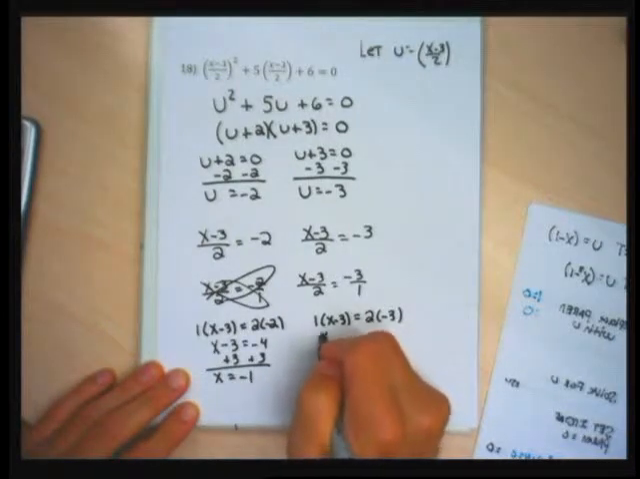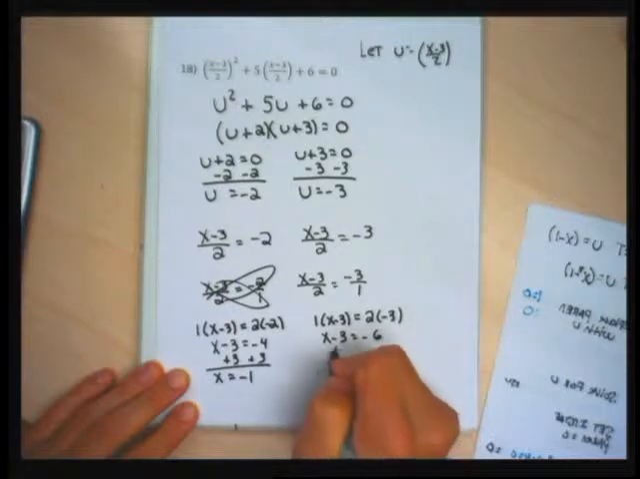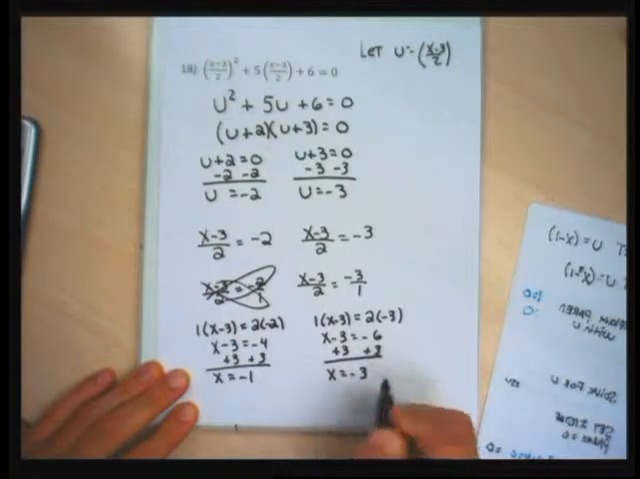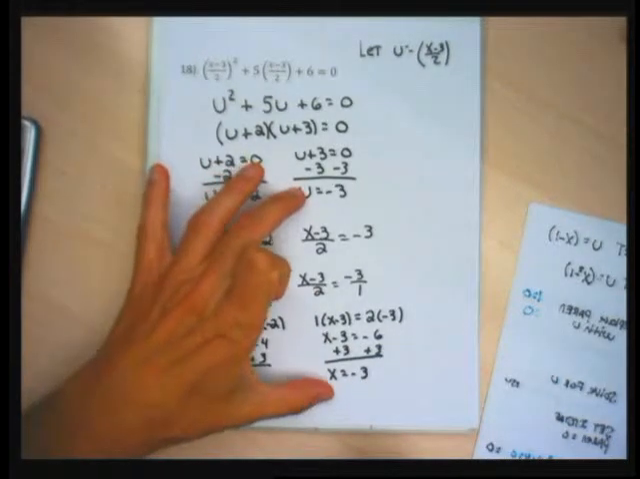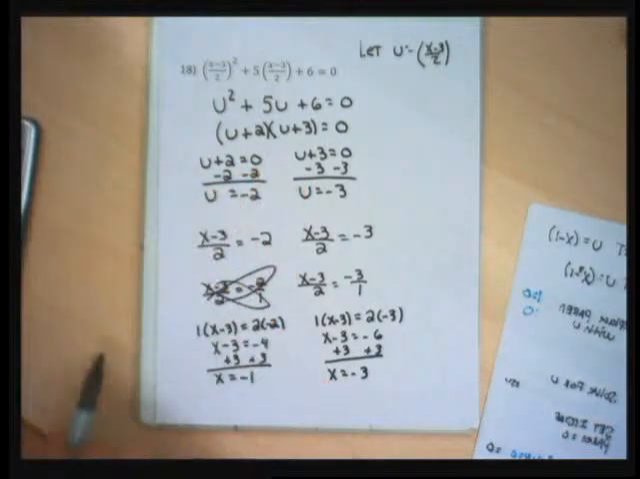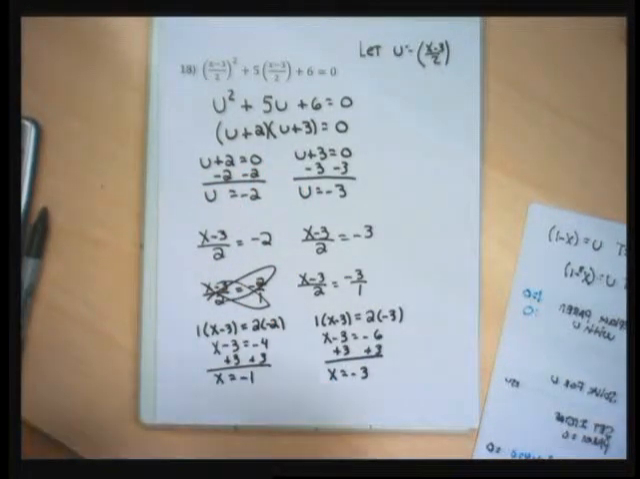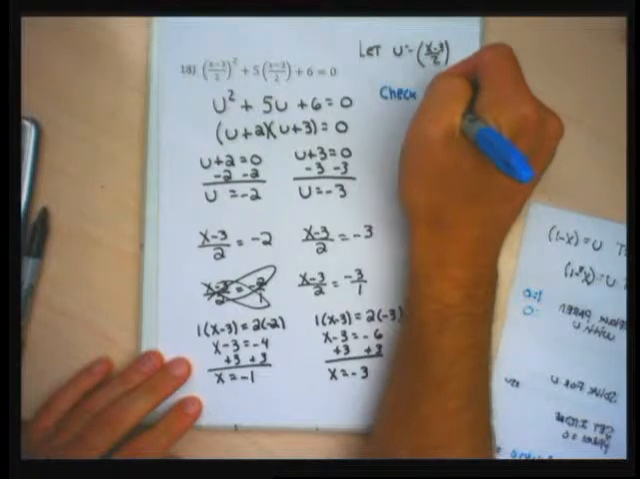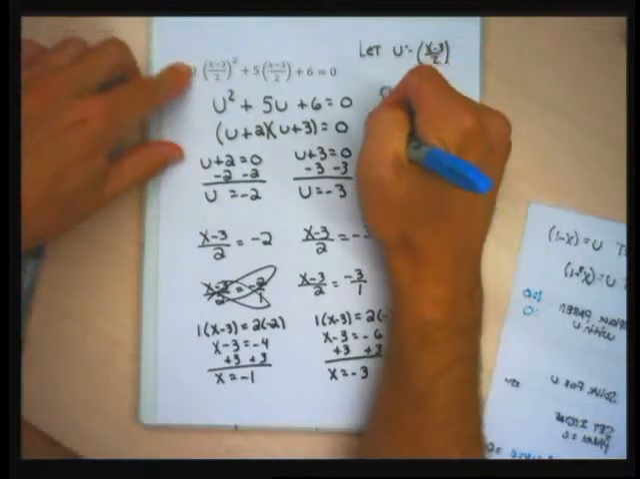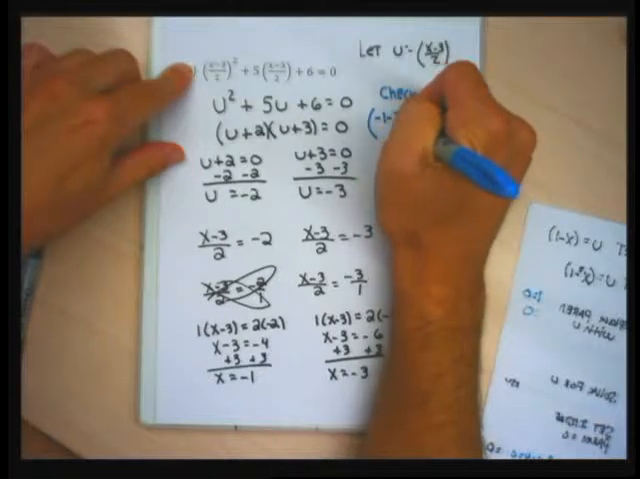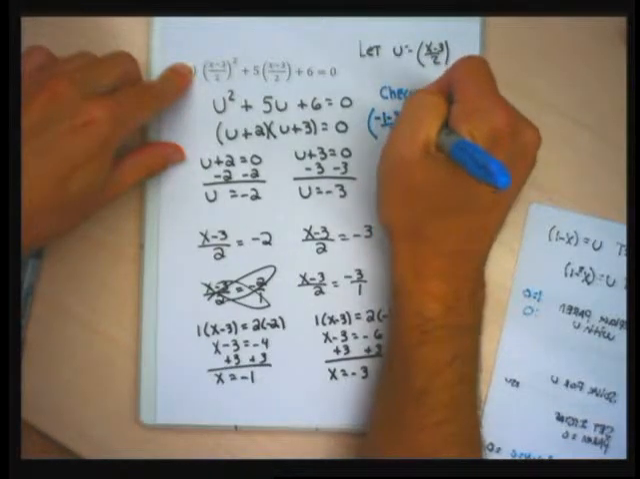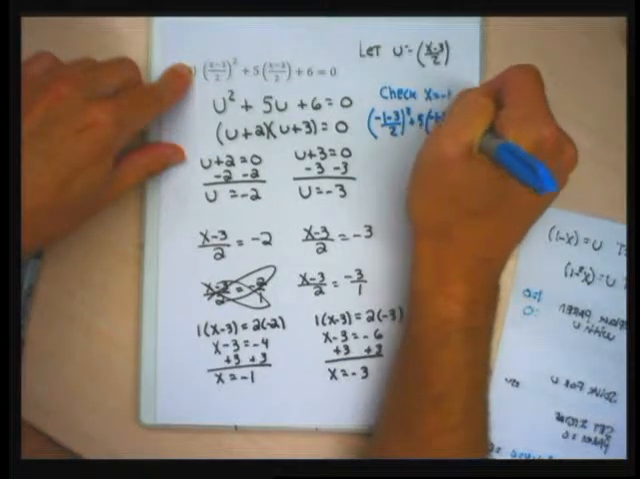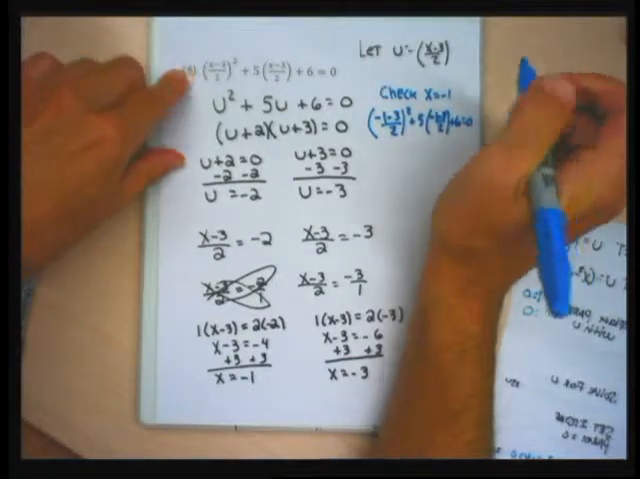For the other one, I get x minus 3 equal negative 6. And I plus 3 and get x equal negative 3. This is one of those rare instances where a U answer matches an X answer. So the negative 3 actually would have checked, but that's just a fluke. That rarely happens. So now I need to check. And I'm going to check into the original problem. First thing I'm going to check is x equal to negative 1. I'm going to go to the original problem and see if (negative 1 minus 3) over 2 squared plus 5 times (negative 1 minus 3) over 2 plus 6 equals 0.